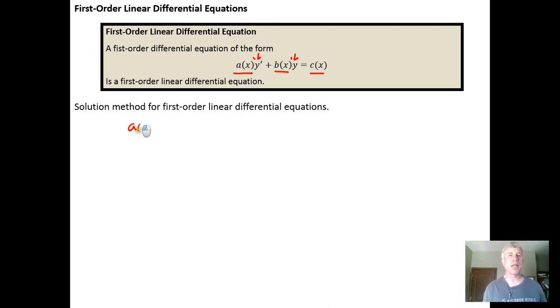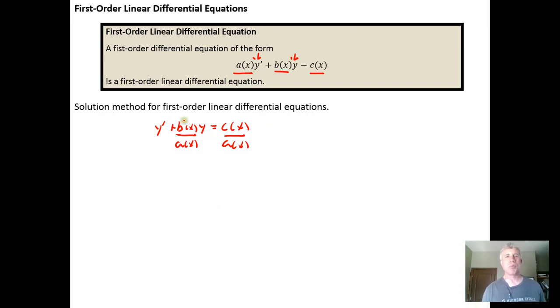So we start off with a of x times y prime plus b of x times y equals c of x. And the first step is always to get a leading coefficient of 1 on the y prime term. So you divide everything by a of x. When we have a of x divided by a of x, as long as a of x isn't equal to 0, that's going to equal 1, so we get the leading coefficient of 1.